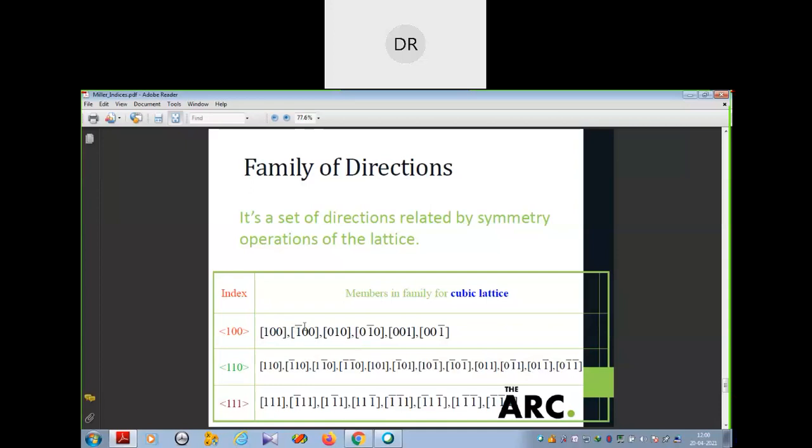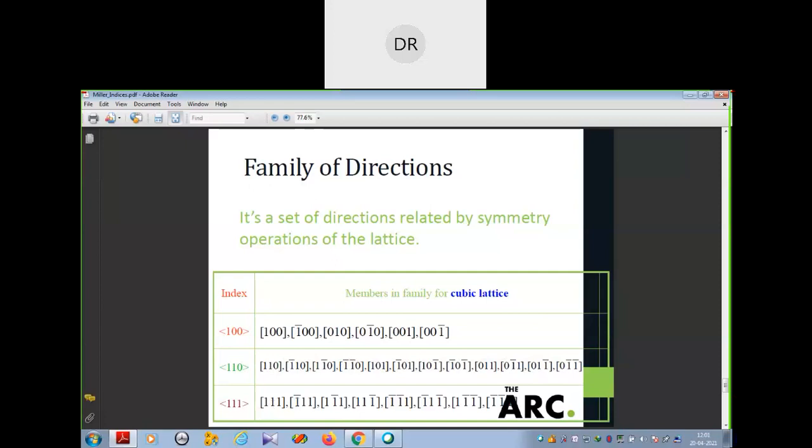See, the simple one is 100. Maybe 1 bar, where there will be a negative and the others will be 0. Second case, you consider 010. In the fourth case it will be 01 bar. The fifth case 001 and the sixth case 001 bar. Similarly 110, you can consider like this: 110, then 1 bar 10, then 1 bar 0, 1 bar 1 bar, like this you can go. Then 101. Like this the total will be 1 2 3 4 5 6 7 8 9 10 11 12.